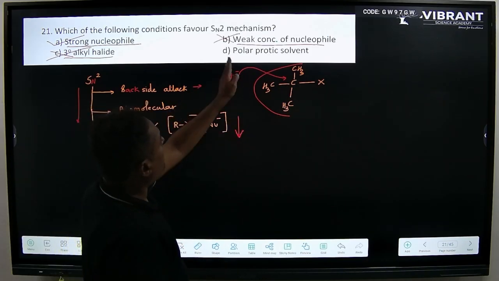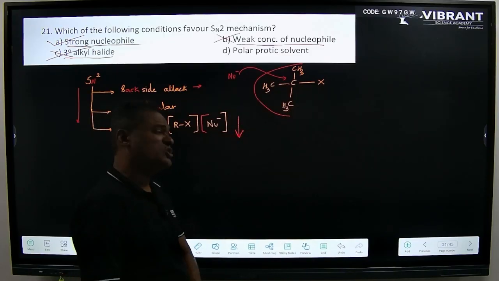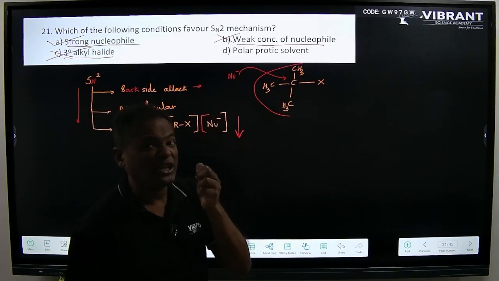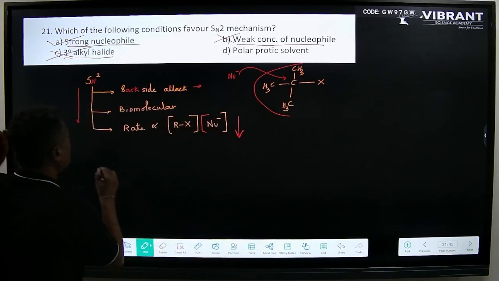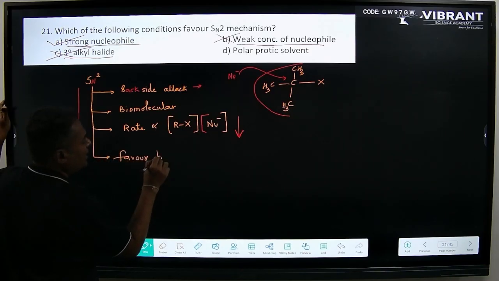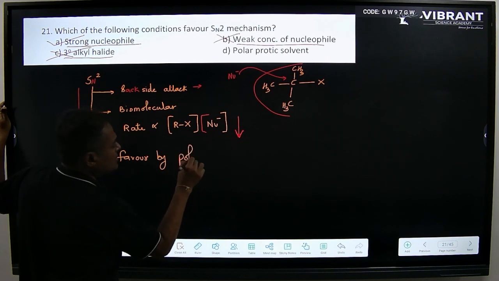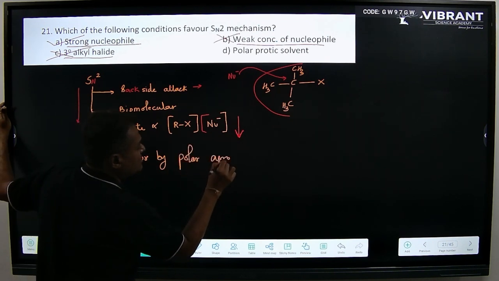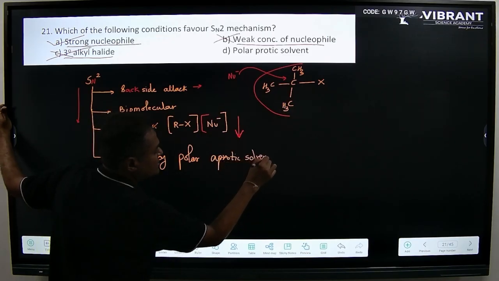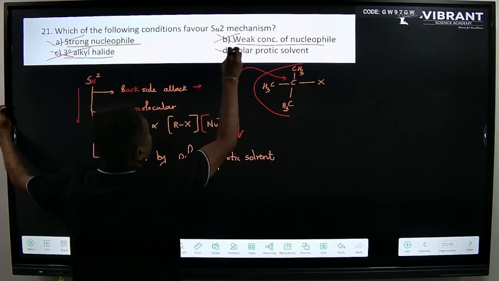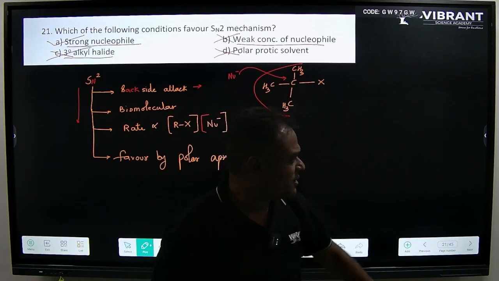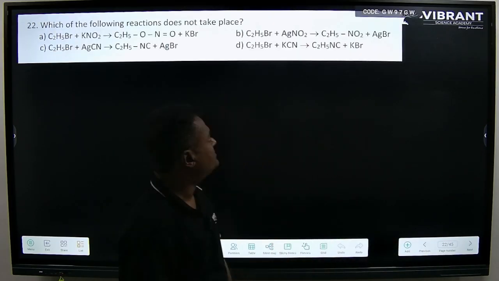And last, polar protic solvent. Now, polar protic solvent is not required for SN2, it is for SN1 where a carbocation is formed. So, for SN2, child, what was the term, if you remember? Yes, the SN2 reaction is favored by polar aprotic solvent. Hence, even this answer is incorrect. I hope this is clear. So, your correct answer has to be A. Is it clear? Let us move to the next question.